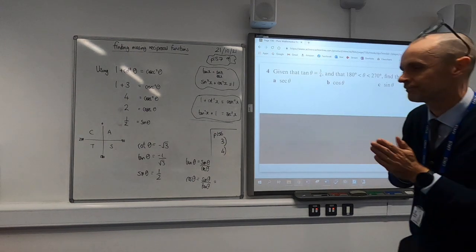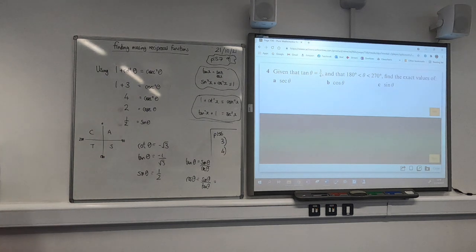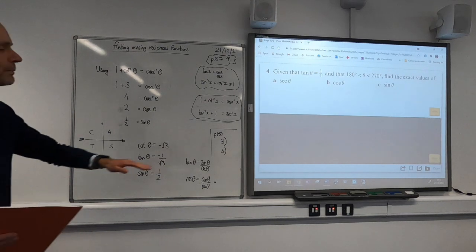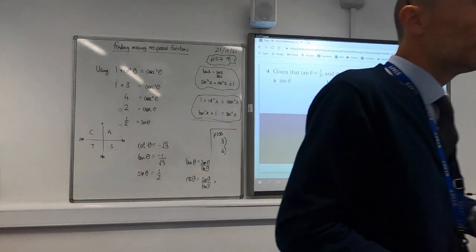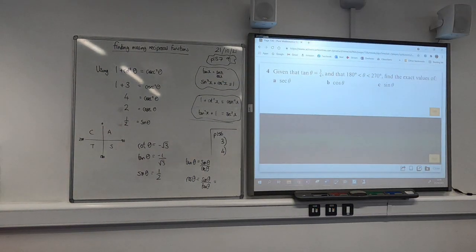So hopefully with question 4 you're going to see this is the identity you need to use, because you've got tan and you are asked to find sec. Sec is 1 over cos, so part B is trivial.